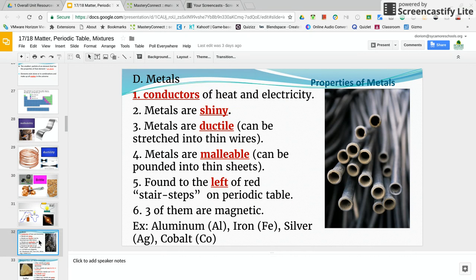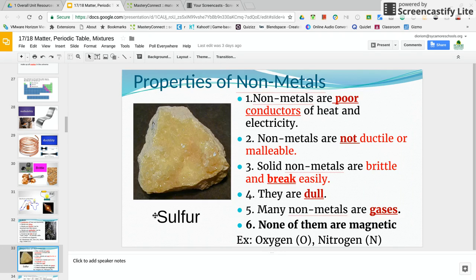So we said that the properties of metals were that they were good conductors, shiny, ductile, malleable, and that they can be found on the left-hand side of the periodic table. We said even though a lot of people think that metals are all magnetic, there are actually only three that are magnetic. The rest of them, the rest of the 80 some, are actually going to be non-magnetic.